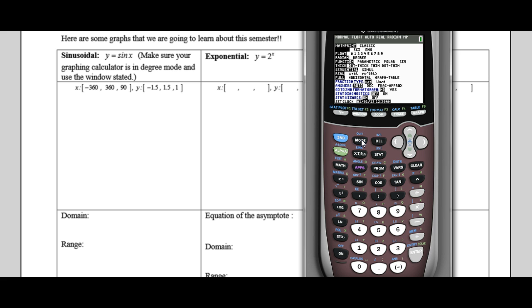But for this, I'm going to set it to degree mode. Or not. Maybe I shouldn't. Whatever. And set your window from negative 360 to positive 360 by 90s, negative 1.5. So today we're really just interested in getting an idea. What does this thing look like? Oh, I better actually put a thing in there, right? Y equals, so clear. It's supposed to be sine x.